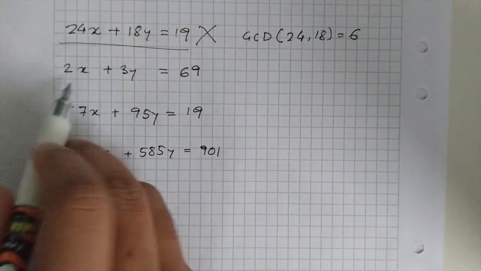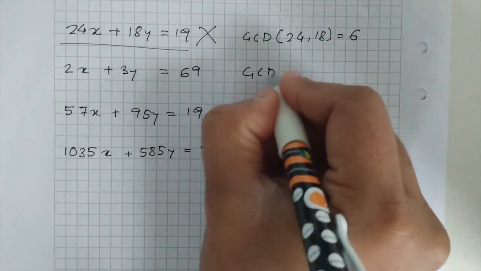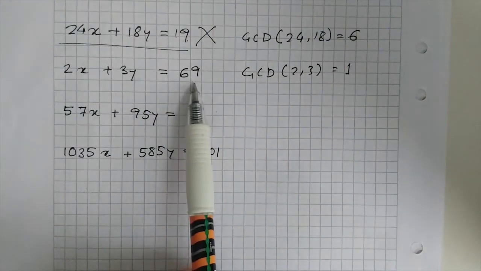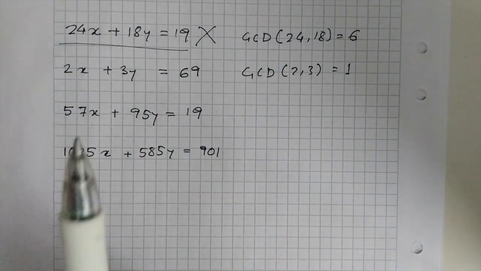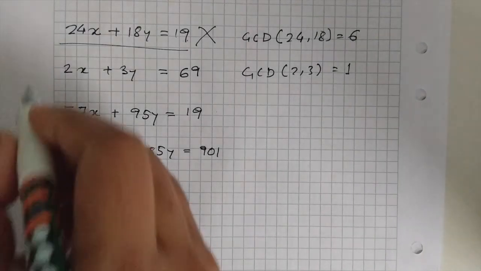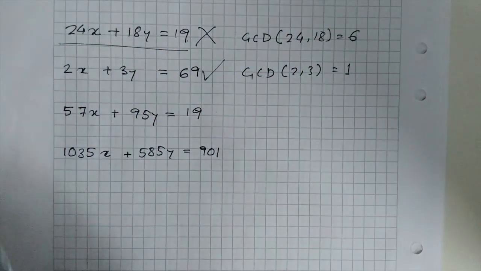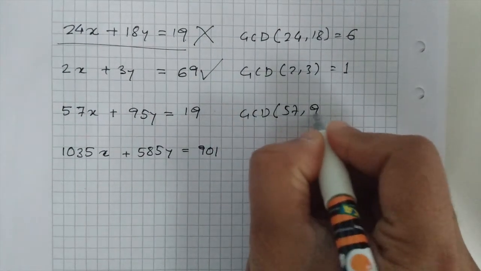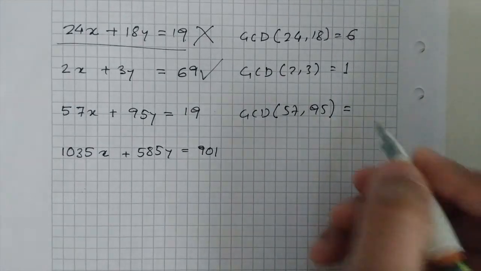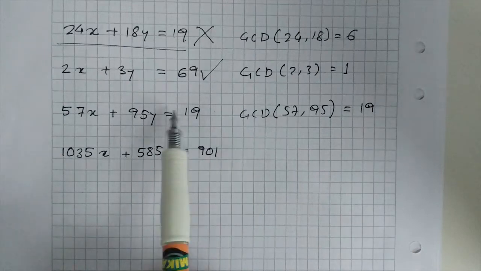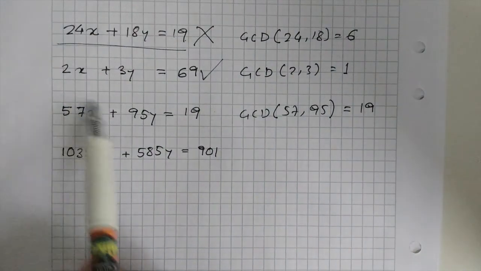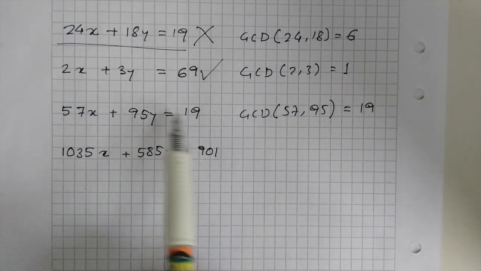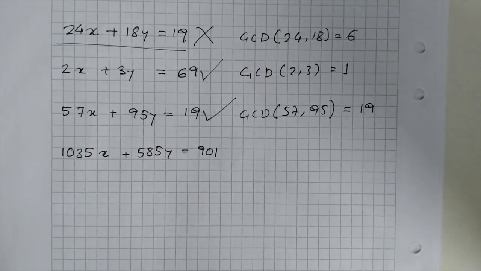Let's check the next one. 2x plus 3y equals 69. The GCD of 2 and 3 is 1. When the GCD is 1, and 69 is a multiple of 1, any number goes. Therefore 2x plus 3y equals 69 is solvable. In the case of the third one, the GCD of 57 and 95 is 19. You see that 19 and 19 are the same number. So for 57x plus 95y, the GCD of the coefficients is 19 and the result is 19. Therefore this one is solvable.